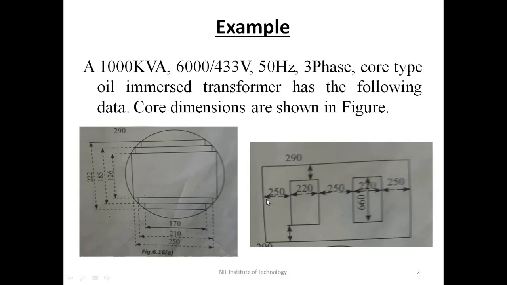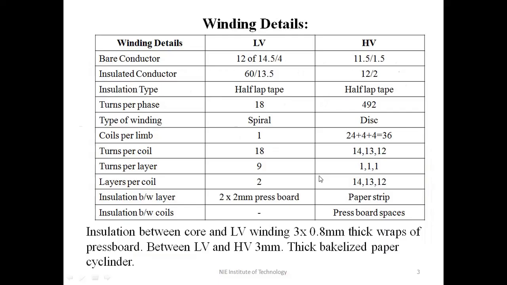The width of the yoke you can see here. Width of the limb is 250 and width of the window is 220. Again, the widths of all the limbs are equal because it's a 3-phase core type, and the height of the window is 660 and the height of the yoke is 290, right? So these two details are given: one is the step sizes and another is the dimensions of the core. Along with that the winding details are given, again in this table as given data.